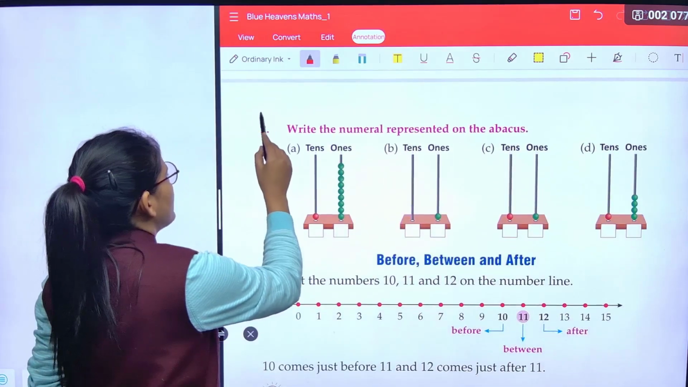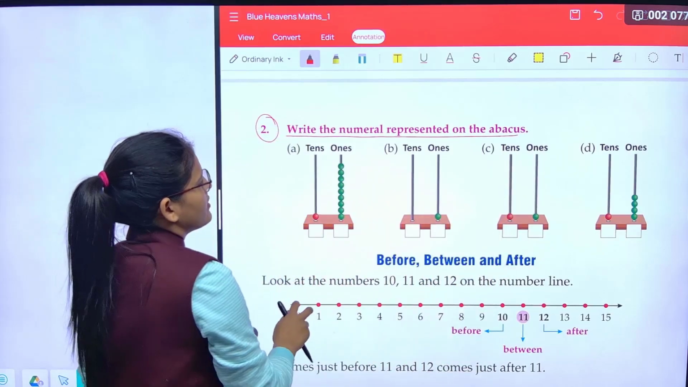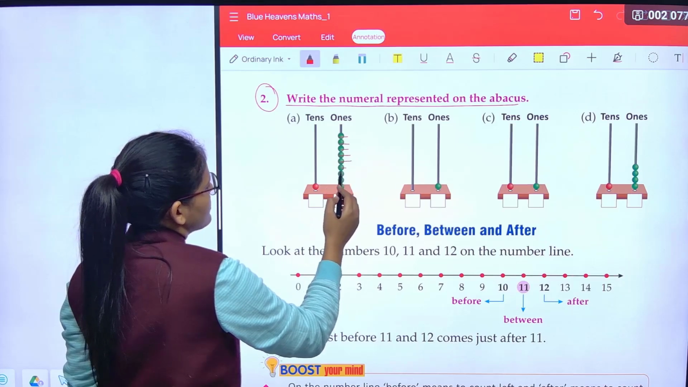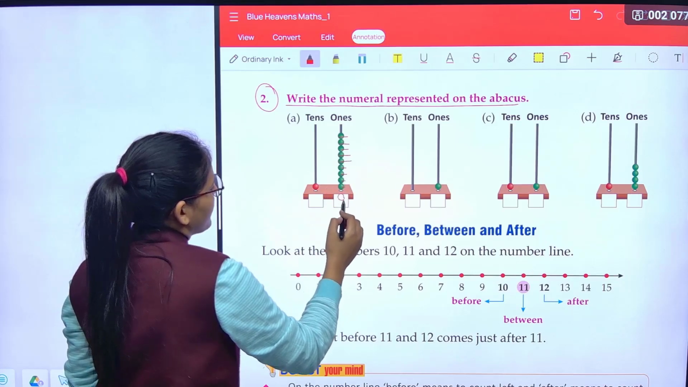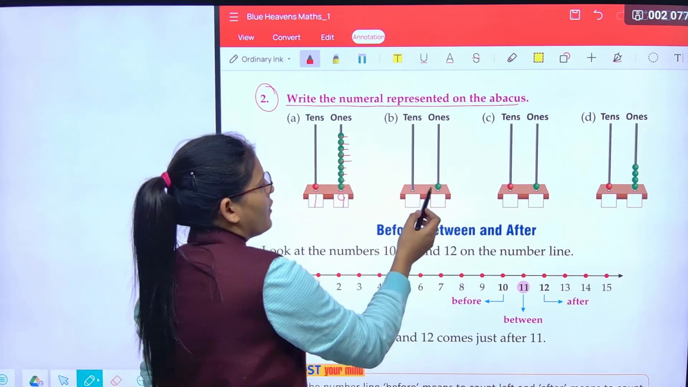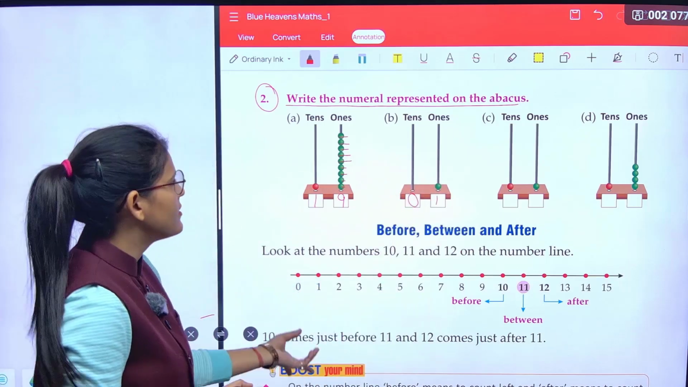Now class, come on question number 2. Write the numeral represented on the abacus. Class, count them. 1, 2, 3, 4, 5, 6, 7, 8, 9. Here is 1. So it will become 19. Now here is 1 and here is 0. Rest of the parts, do yourself class.